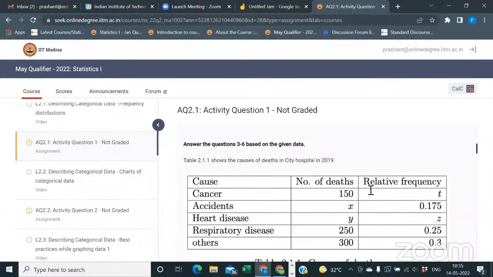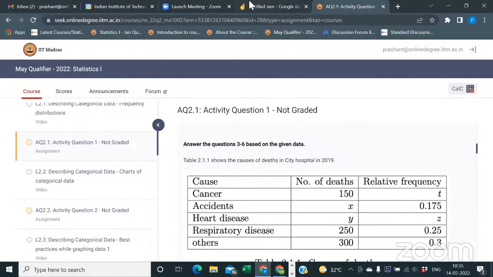Sir, how do we calculate X, Y, T, and Z? Is the data sufficient? Yes, it's possible. Suppose first tell me, you are given the number of deaths and you are given the relative frequency. So can you tell me which value you can calculate first, the value of T?